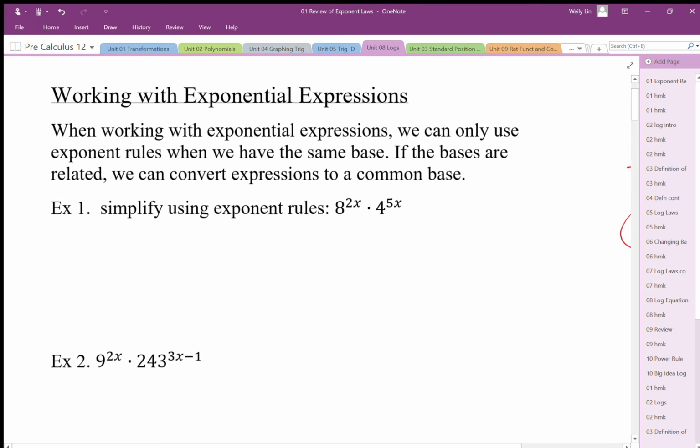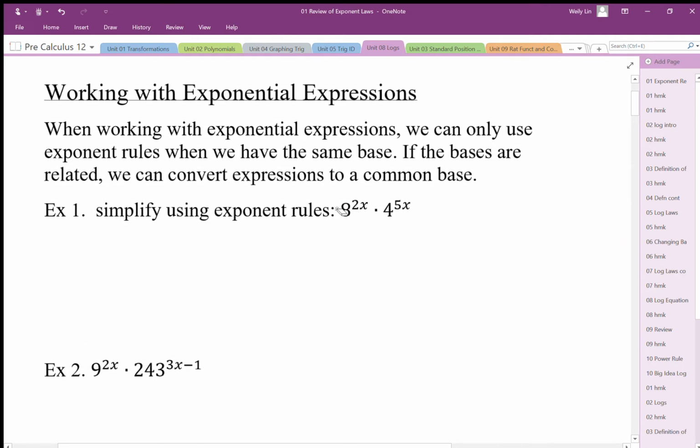Now, we should know anyways that 8 is a base 2 number. We can make 8 by powers of 2. We can make 4 by powers of 2 as well. So what we're going to do then is re-express 8 as 2 to the power 3. And we're going to re-express the 4 as 2 to the power 2. And when we do this, we now have a common base. Now we can apply exponent rules.